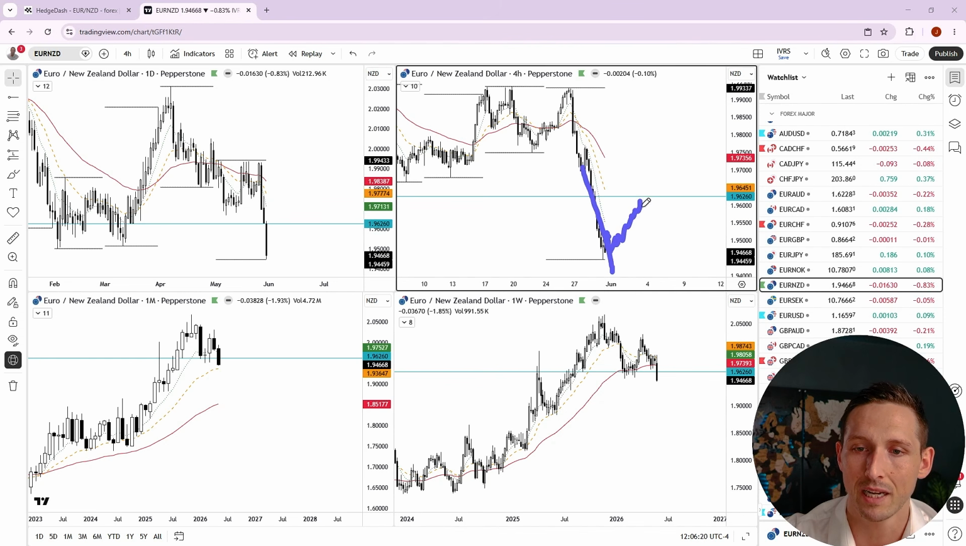And as we get the pullback, any trade above the 1.96260 is the kind of sell the rip opportunity. And again, preferably if we could stair step the prior low, that is where I'm going to be looking for a 1 or 2 day reversal to the downside next week.